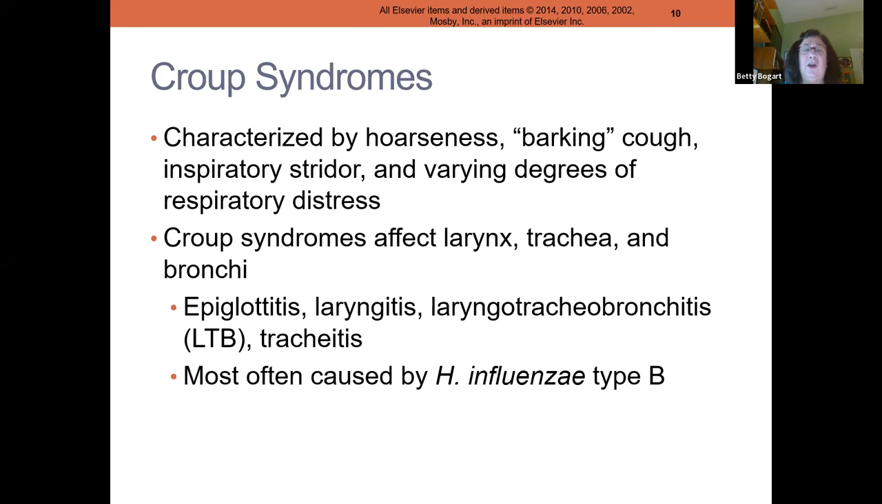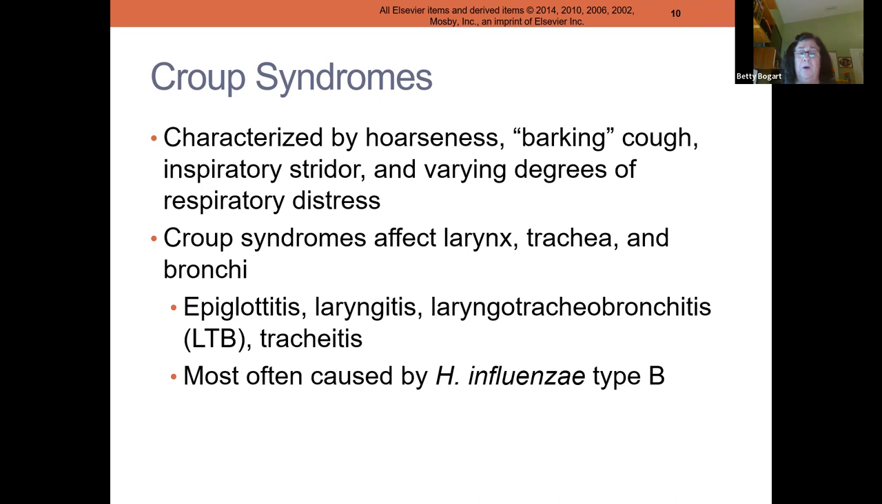So croup. Croup is that barking cough so distinctive that you can hear children across the room, down the hall, coming into triage. You hear, oh, we have a croup. Can you hear it? And it's in various degrees. So it starts out with that inspiratory stridor and that barking cough, okay? It is the swelling of the larynx, the trachea, the bronchus.